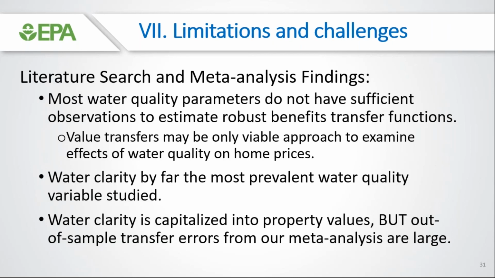So based on the literature search and our findings, most water quality parameters do not have sufficient observations to estimate the functions. The value transfers may be the only viable approach to examine these effects unless more studies are completed. We do find that water clarity is capitalized into property values, but when we tested our benefit transfer results, the errors from our meta-analysis are fairly large.